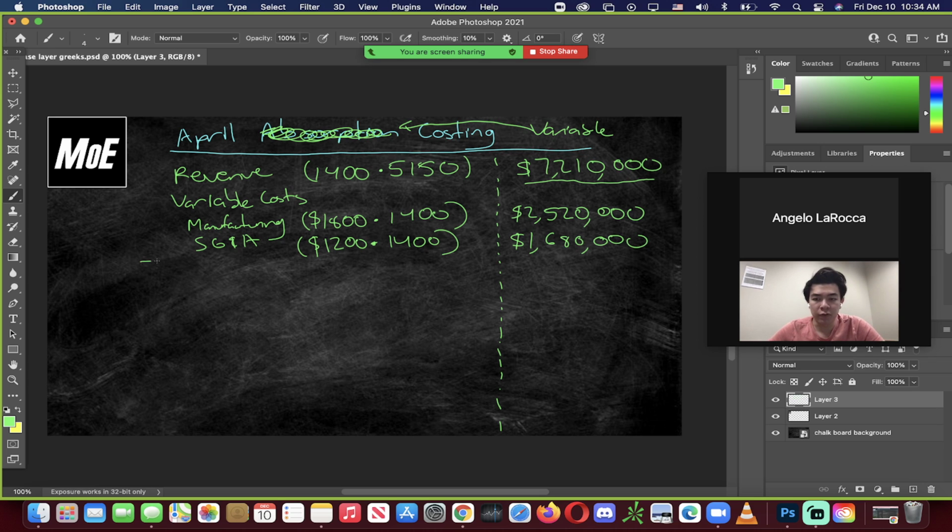Now that we've done all of our variable costs, we're going to subtract those, and then we're going to get our contribution margin. Because remember, contribution margin is revenues minus variable costs. And I'm going to subtract everything.